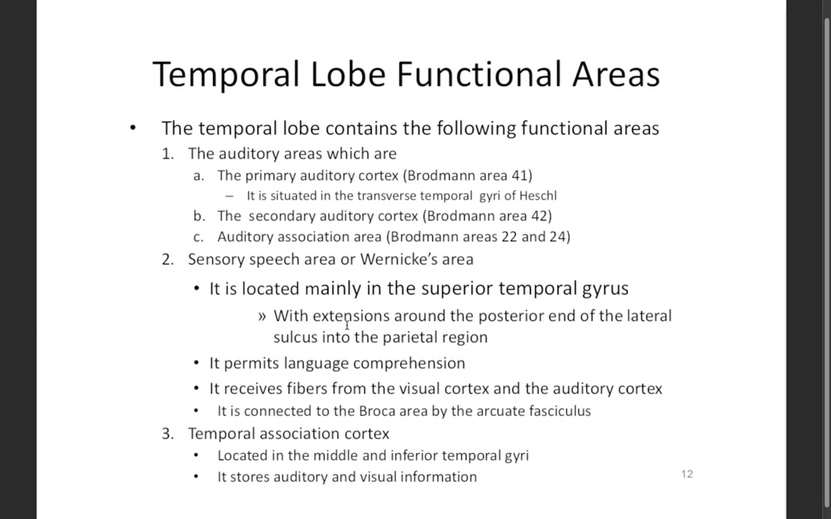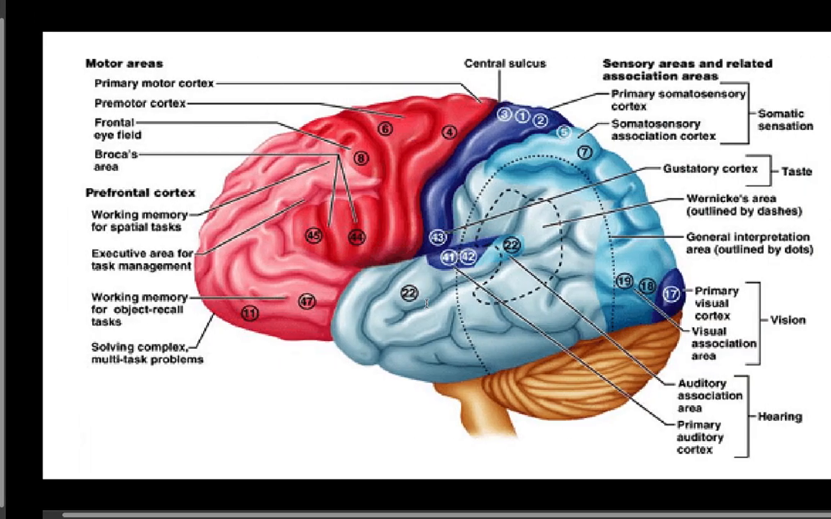So if there was a question in the exam, which of the following temporal functional areas have an extension to the parietal region? It is the sensory speech or the Wernicke's area. And it permits language comprehension, meaning mastery of the language. Comprehension of the language receives fibers from the visual cortex and the auditory cortex. Remember the visual cortex and the auditory cortex. The auditory cortex we talked about above, in this region.